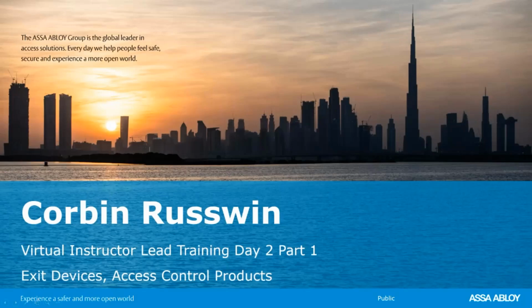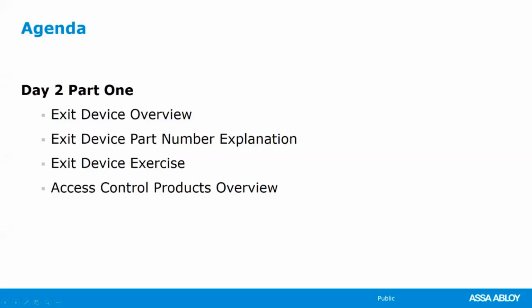So let's talk about the agenda. What are we going to work on today? This morning, we're going to go through Corbin Russwin's exit device products. We will go through some features and benefits, some comparisons. We're going to go through the part number streams as well as some pricing exercises to get everyone familiar with the part number stream. We'll also talk about Corbin Russwin's multi-point lock products, as well as Corbin Russwin's access control products. We will end the morning discussing the access control products and platforms that Corbin Russwin offers.